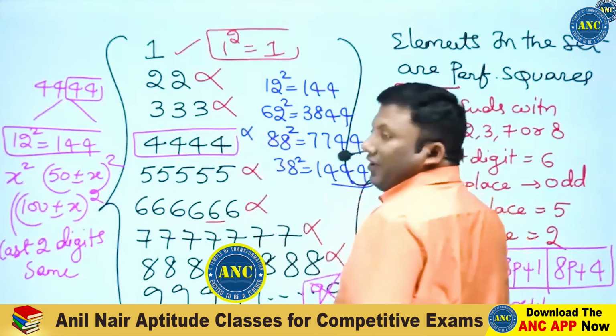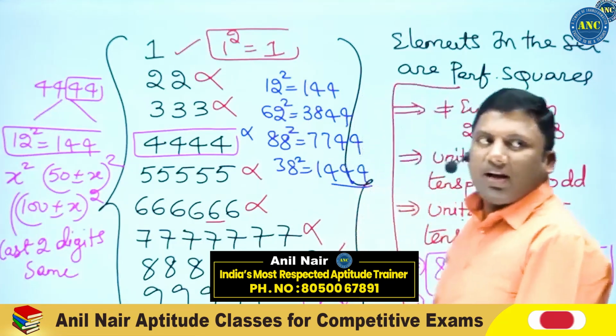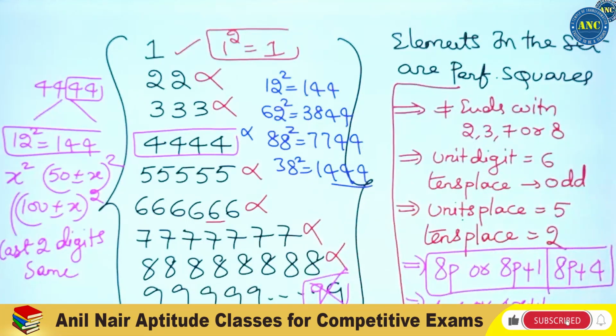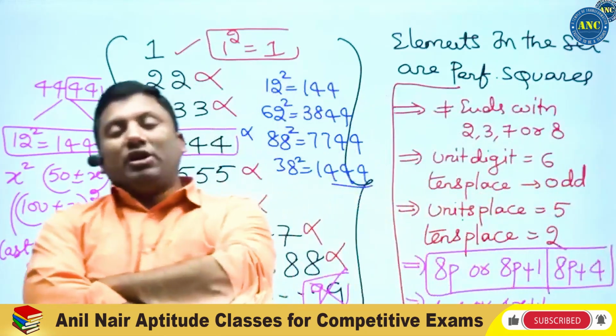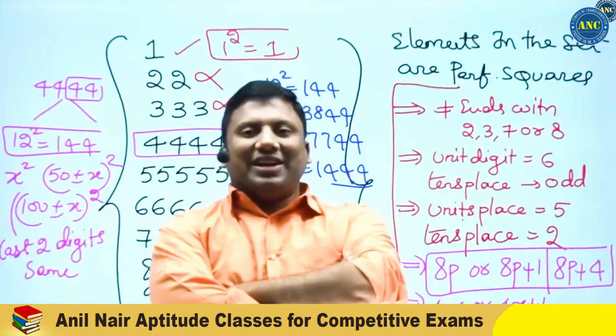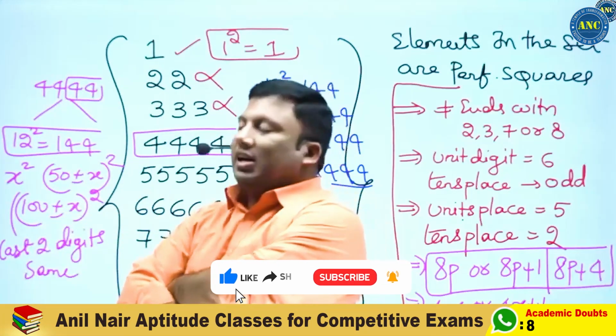I hope it is clear. It is not a perfect square. If it is a perfect square, it should match any of these values. Very good question. 1 written once, 2 written twice, 3 written thrice, 4 written 4 times, 5 written 5 times, 6 written 6 times, 7 written 7 times, 8 written 8 times, 9 written 9 times.